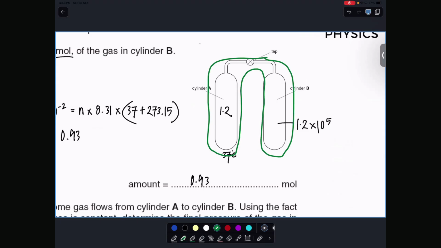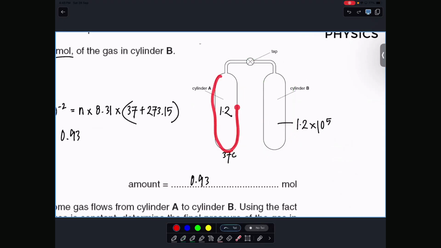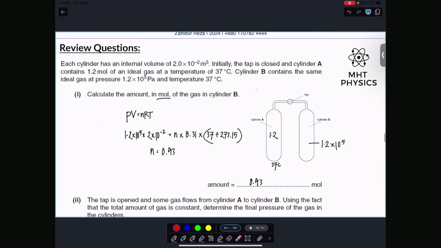I'll show you what I'm going to do right now. Look at this process. You can take this whole thing as one container. If I take this whole thing as one container, can you tell me what the total volume is going to be? Yeah, so 2 into 10 to the power minus 2 into 2. That's my total volume. What's my total number of moles going to be? The addition of both the moles here. What's my R? That's it. What's my temperature? 37. Wouldn't that give me the total pressure of this system? You get my point?